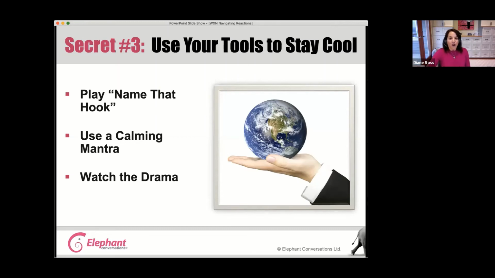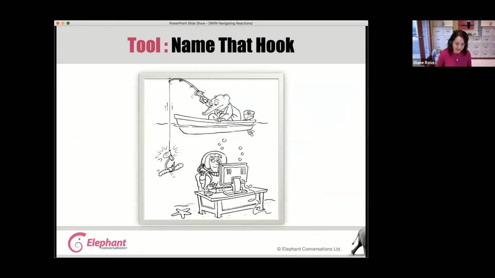Okay. Now I want to talk about, so we've got number one, anticipate the reaction. Number two of the tools is to give them the floor. Number three is having some of these tools to stay cool. And the first one is name that hook. Now, these tools to stay cool, they're something you have in your back pocket. So you can take a Q-tip, or something, maybe you write on a little note something you want to remind yourself of: I'm calm, I've got this, I'm good.